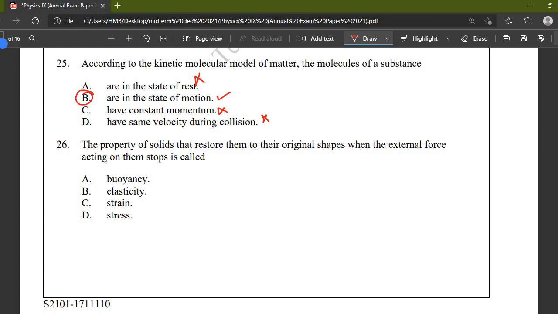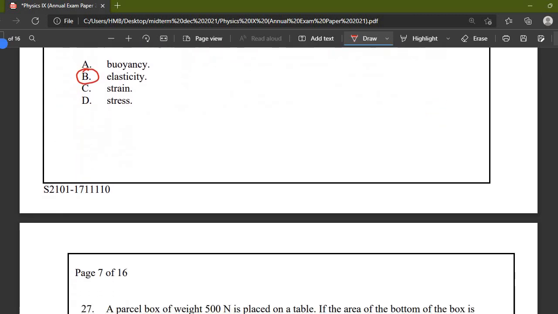Then we have question number 26. The property of solids that restores them to their original shape, size or volume when the restoring force acting on them ceases or stops. So the property due to which the object can regain its shape, size or volume is known as elasticity. Option B is the right answer.